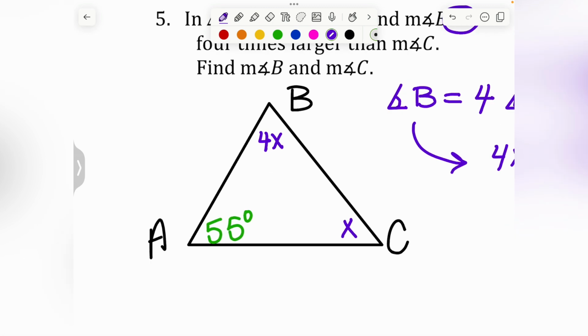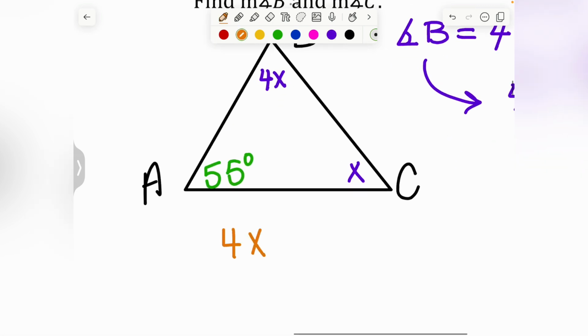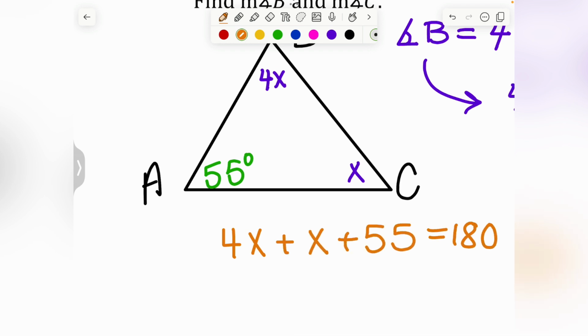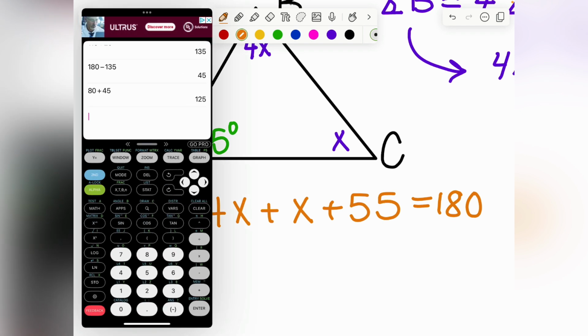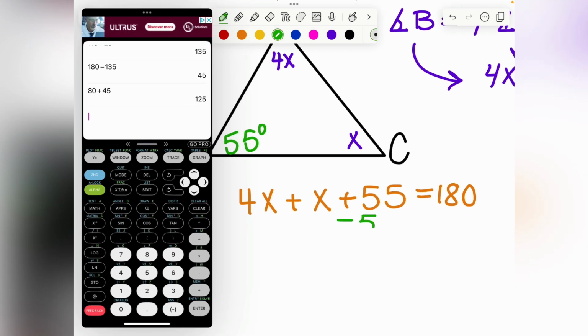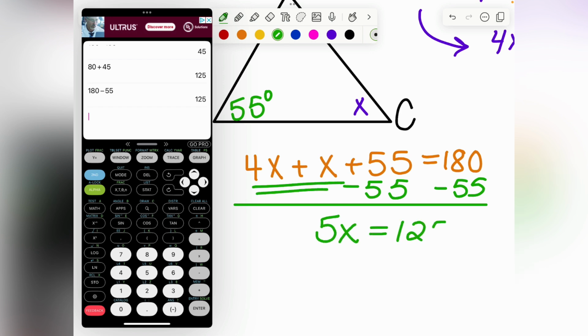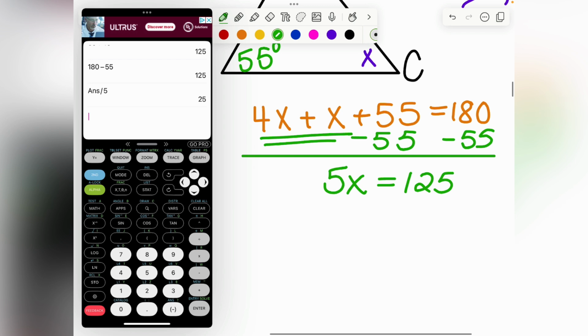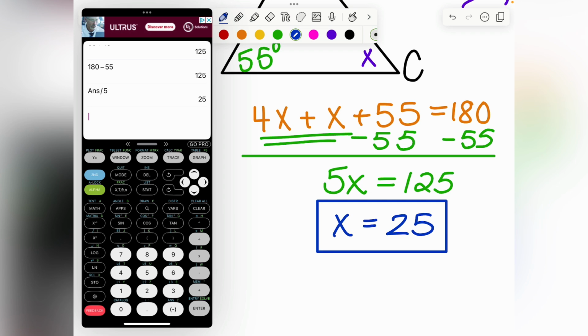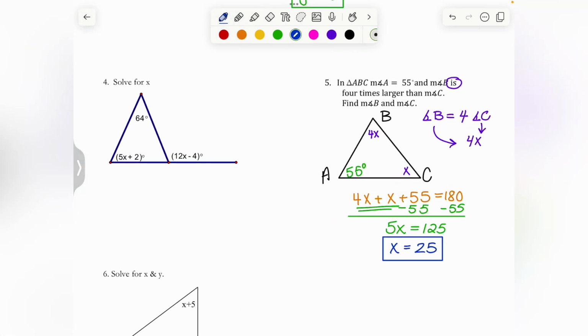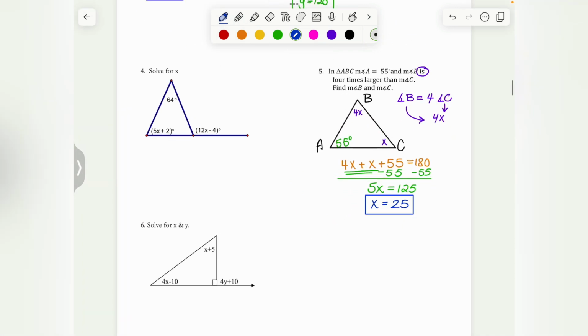So that was a hard setup, but what I can do with this is add up all the angles, 4x plus 55, and set it equal to 180. So let's subtract over this 55. 180 minus 55 is 125. And I'm going to combine these x's together. So 5x equals 125. And I divide that 5 over to get 25 for x. So that one was tough.